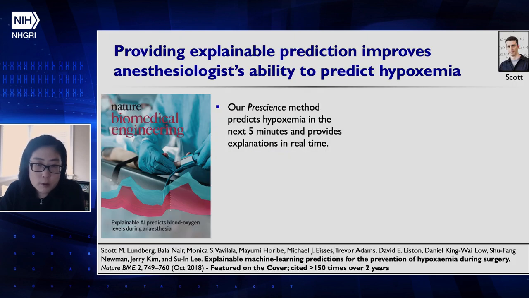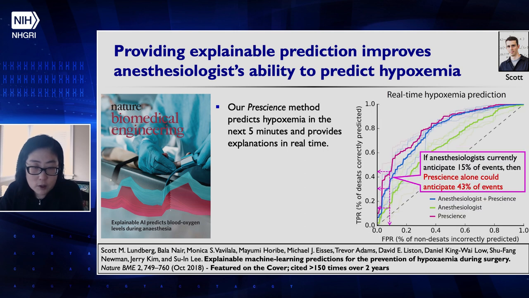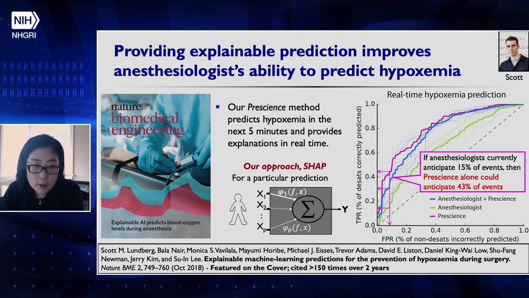Just to tell you one, in our prior study where we used the SHAP method, the preliminary version was used to help us in the Prescience method to predict the near-term risk of hypoxemia during surgery and explain the factors that led to that risk. And then we showed that the explainable prediction of hypoxemia improved the clinician's ability to predict the event. Again, for this project, we used an earlier version of the SHAP method.